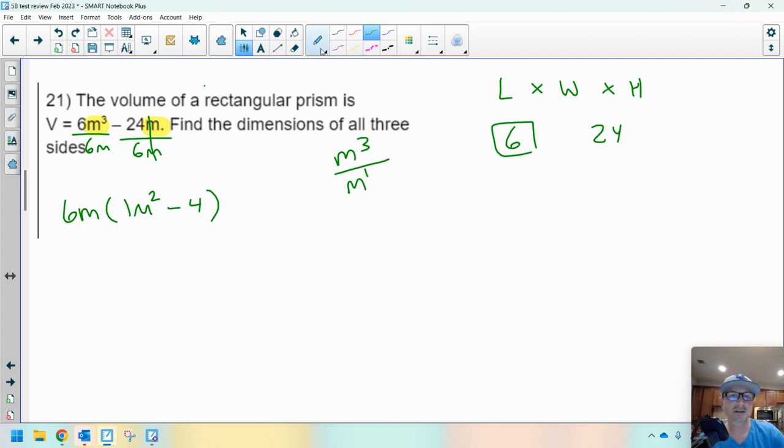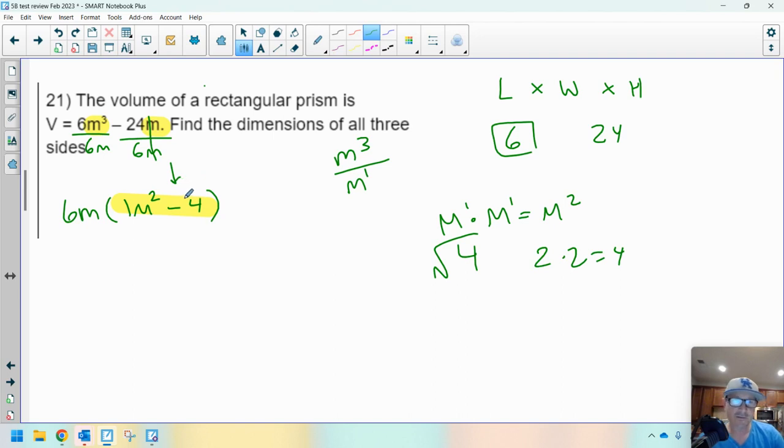So we're going to have to look and see if we have perfect squares with a minus in the middle. Is M squared a perfect square? It is, because M times M equals M squared. Remember, when you multiply, you add the exponents. Is 4 a perfect square? It is, because the square root of 4 is 2, because 2 times 2 equals 4. So we have a difference of perfect squares. Difference means that there's a subtraction in the middle. So 6M has to come down.